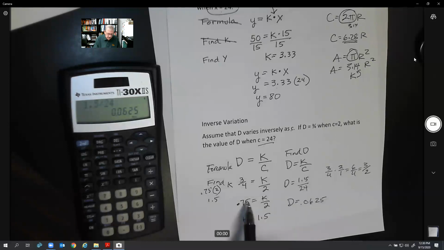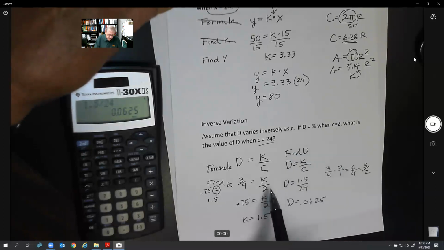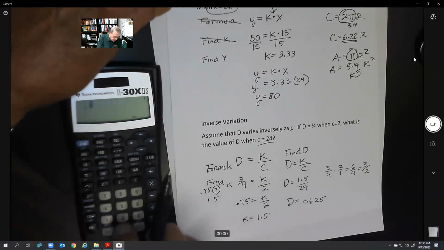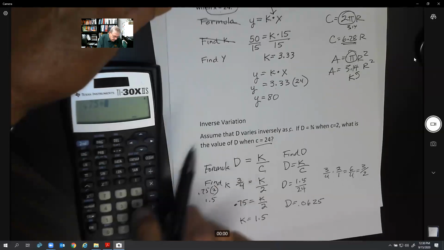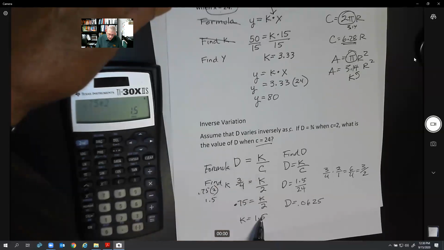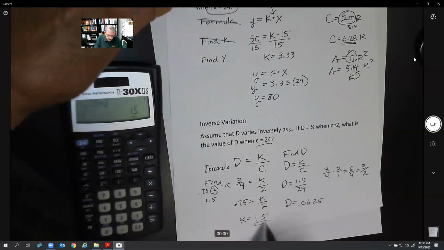So it probably was easier to switch this over to 0.75. So it says, if D is 3/4 and C is 2, multiply those together. Let's double check if I multiplied it right. 0.75 times 2. Yeah, 1.5. And now we're going to use that as our constant. And this time now it was 24.